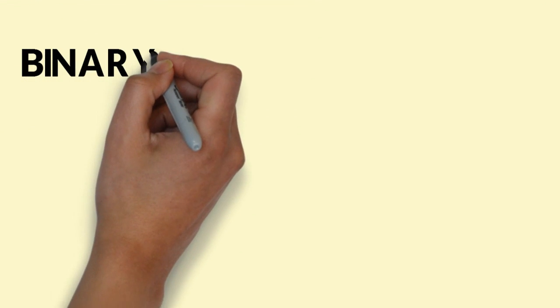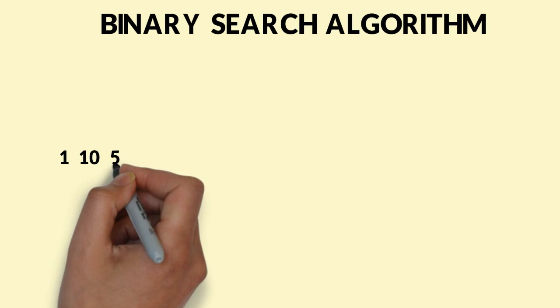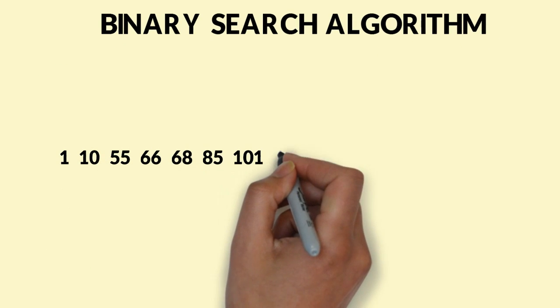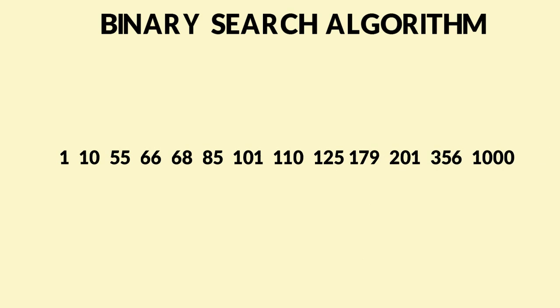Binary search algorithm searches for an element in an ordered list using a process in which at every step of the algorithm, the list remaining to be searched gets divided by half. That is, if the element for which we are searching is not found.